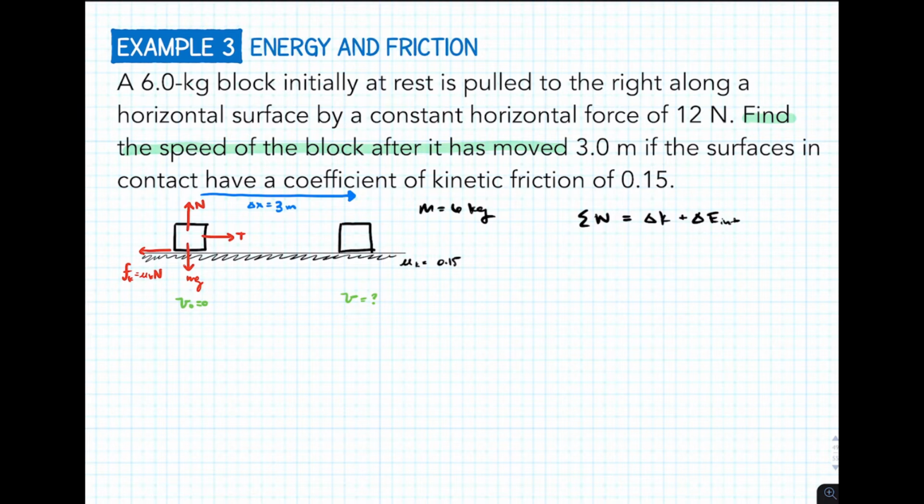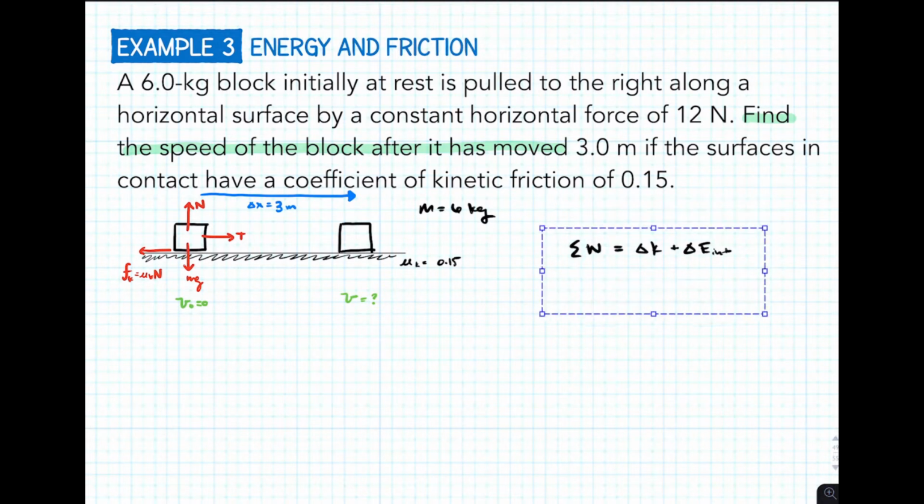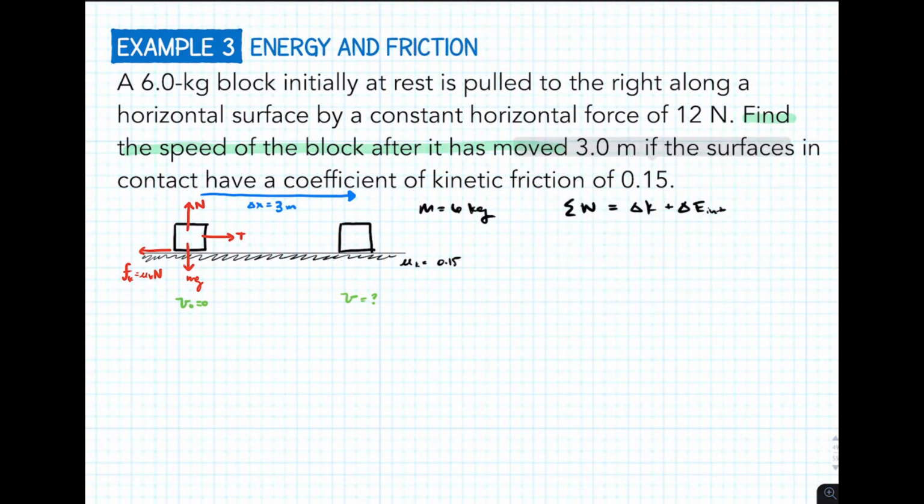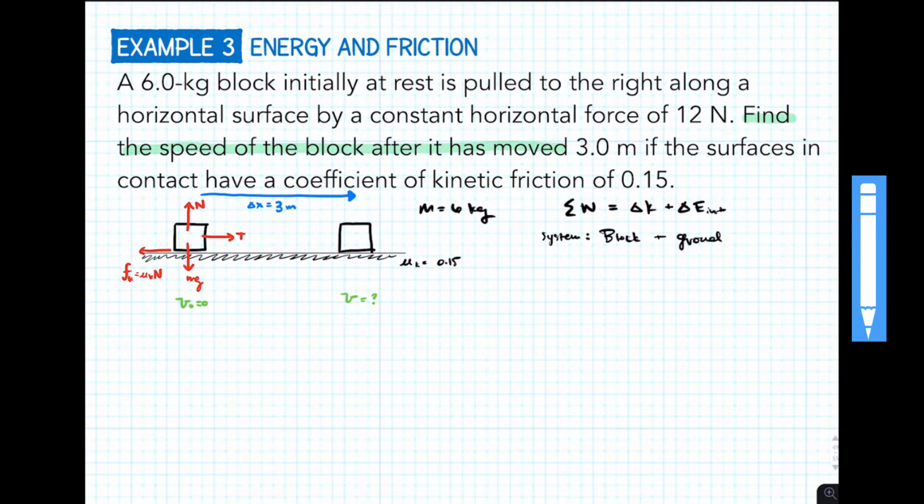So when we set this up, what's the work here? Is there external work? The pulling force should be external work, okay? So we're picking our system. Let's start out with this. System is block plus ground, okay? So that means there's an external work of the tension. And how do we get the work? Tension times what?